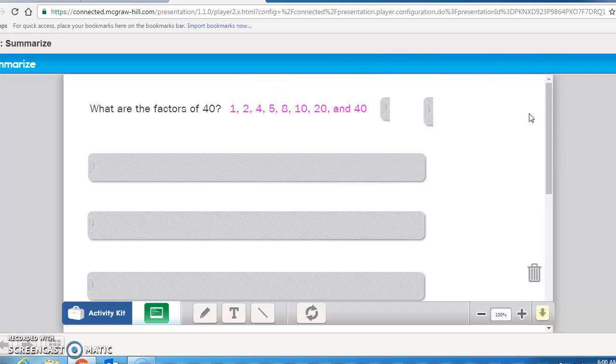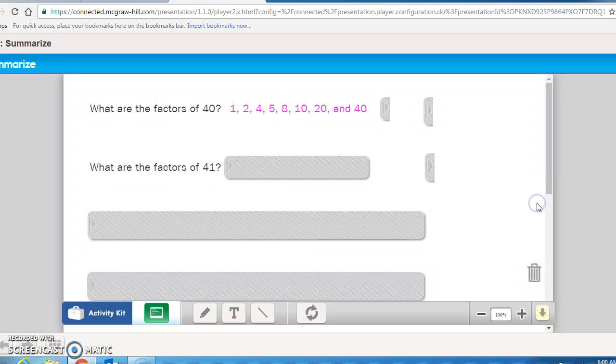Hopefully you came up with 1 times 40 is 40, 2 times 20 is 40, 4 times 10 is 40, 5 times 8 is 40, and you are done. The next one, what are the factors of 41? Again, pause the tape now, come up with them, and then check back for your answers.